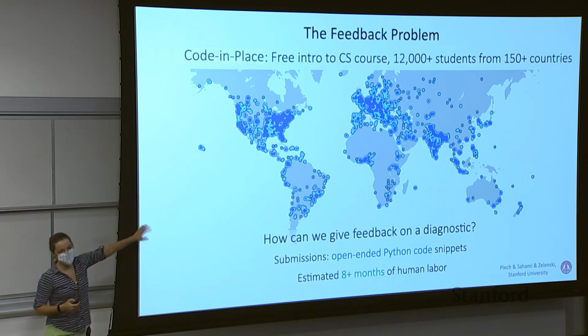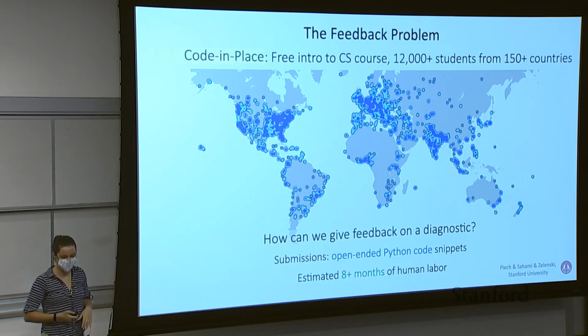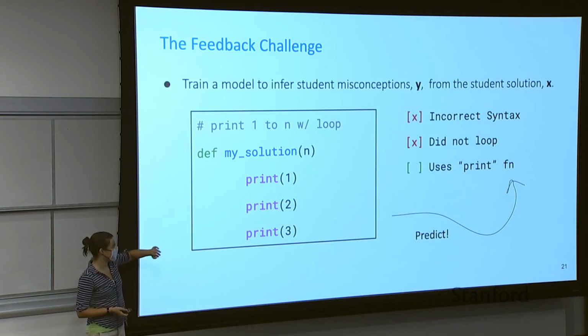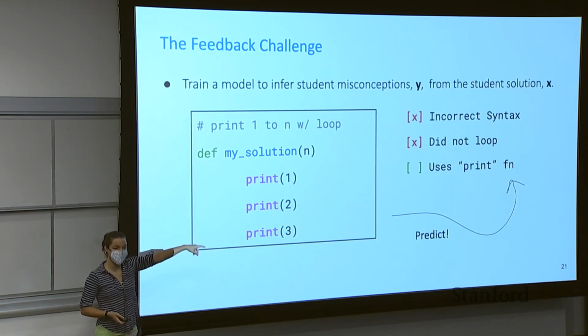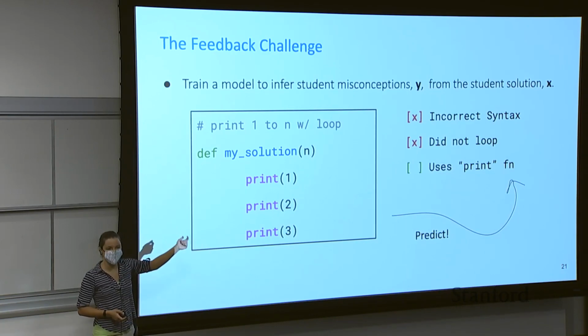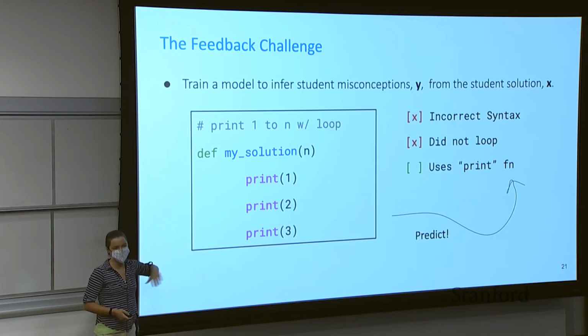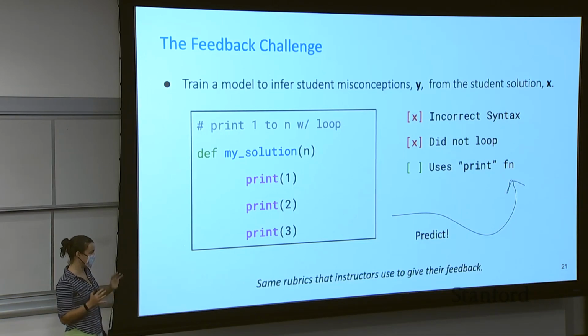And this isn't just a problem for this particular course. This is really a problem for any sort of online education where we want to scale feedback to large numbers of students. So this is what the problem looks like: we have some Python code that the student wrote, and we want to identify some misconceptions that they had. We can frame this as a multi-class binary classification problem where we classify whether they had a certain misconception or not. And this is using the same rubrics that instructors at Stanford use to give feedback, like Gradescope-style rubrics.